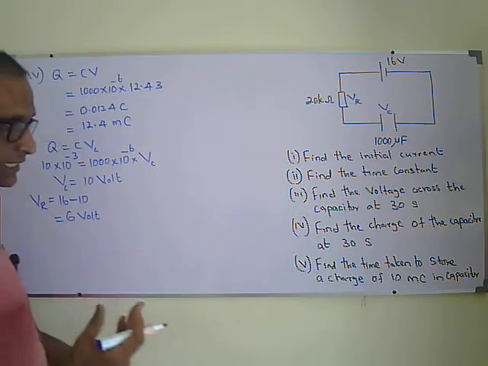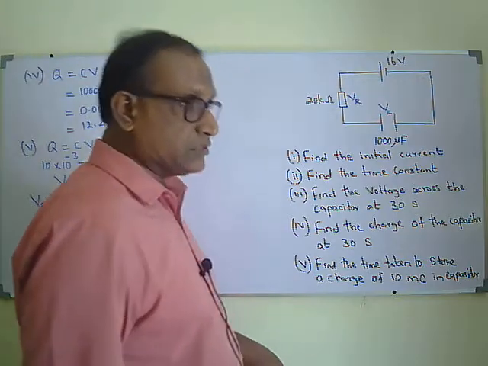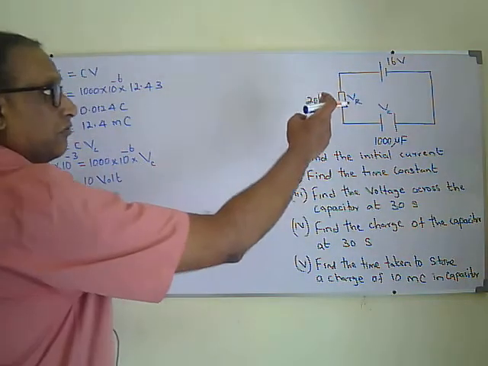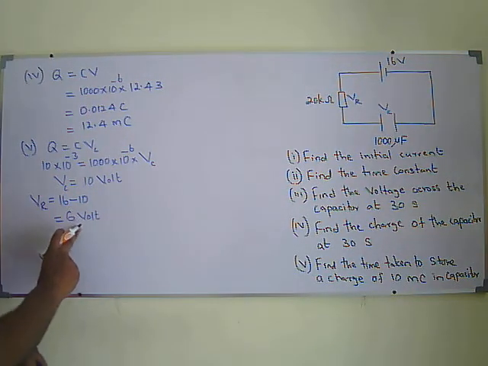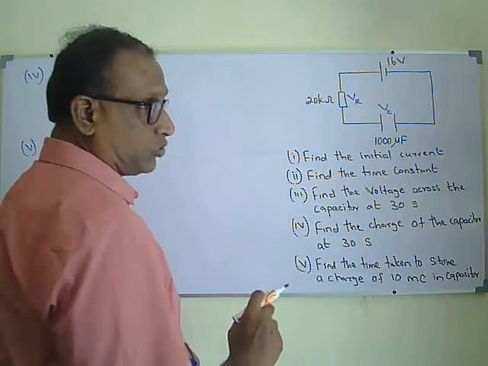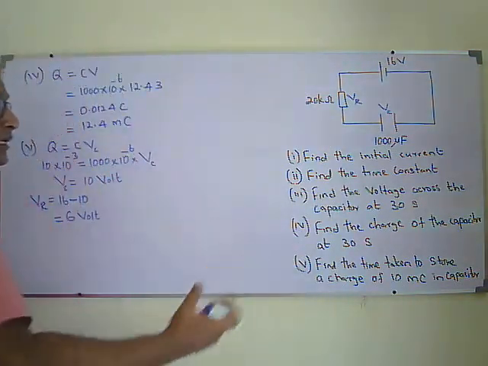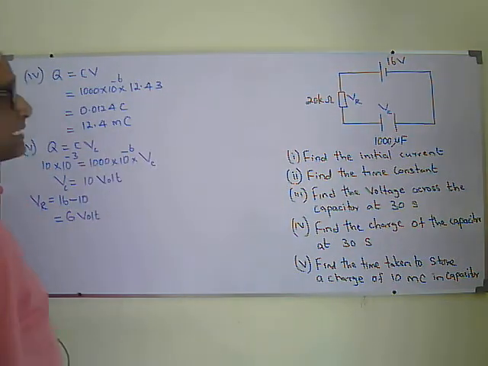So the question is, they asked to find the time taken to store 10 millicoulomb charge. Means I should find the time taken for the voltage across the resistor to drop to 6 volt from 16 volt. Initial voltage across the resistor is 16. So how long will it take the voltage across the resistor to drop to 6 from 16?